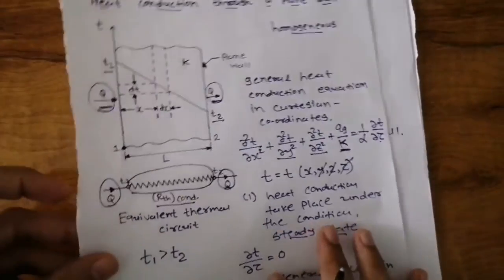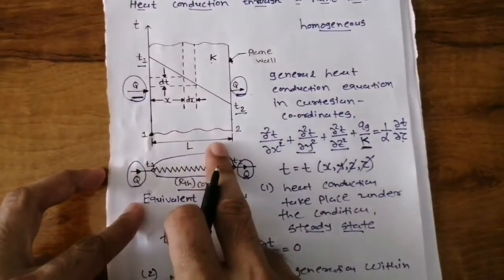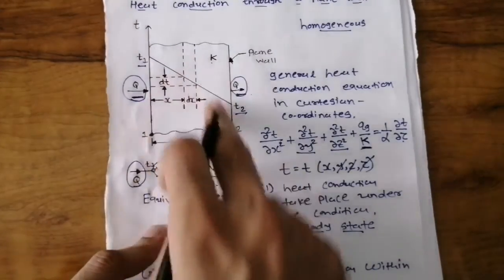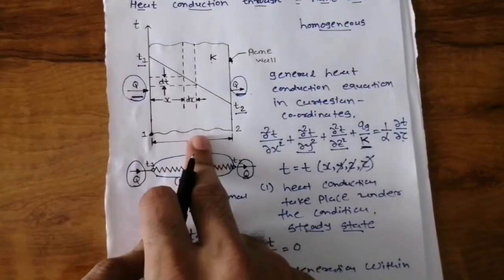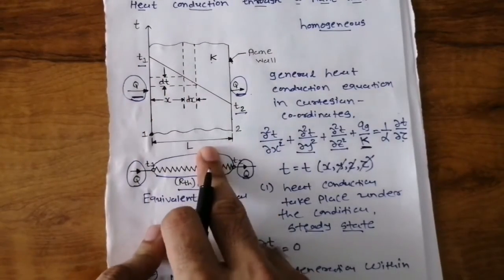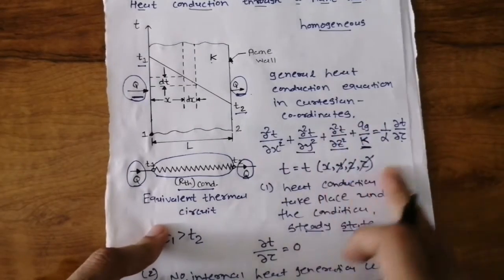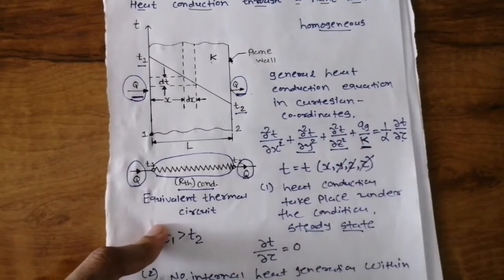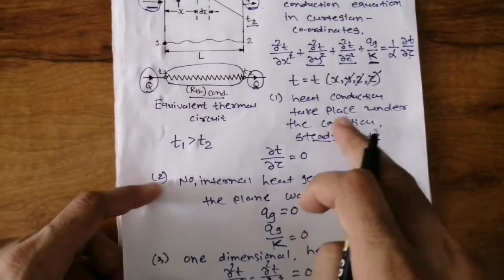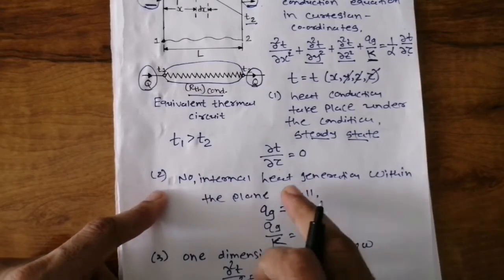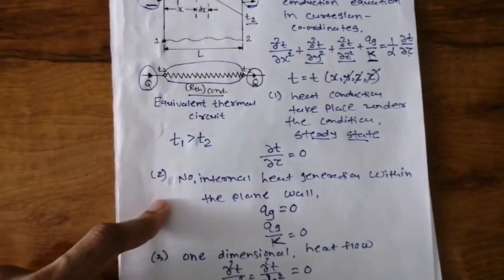How to derive it first. Let us consider one wall. How much amount of heat will be transferred from that wall, we are finding out. So how will it be considered? We first consider the general heat conduction equation for the Cartesian coordinate. In Cartesian coordinate, three assumptions will be considered. First assumption is steady state condition, second is no heat generation inside the wall, and third is one dimensional heat flow.